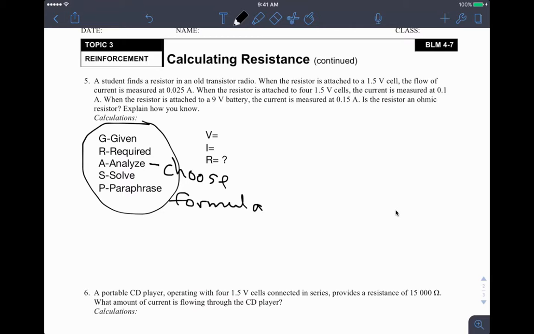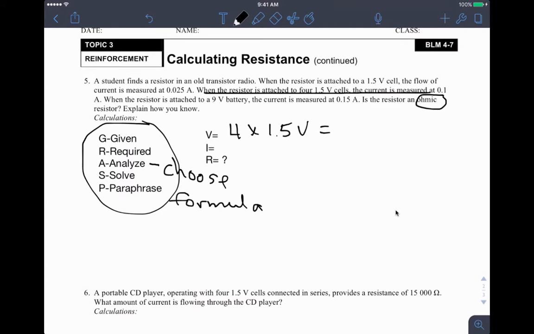I want to quickly do number 5, actually the second scenario here. It says when the resistor is attached to 4 1.5 volt cells, the current is measured at 0.1 amps. This whole question is asking you, what is an ohmic resistor? An ohmic resistor is a resistor that keeps the same resistance no matter what. You have to calculate resistance in all three of these, but see that you can take the voltage here. It's 4 times 1.5 volts.